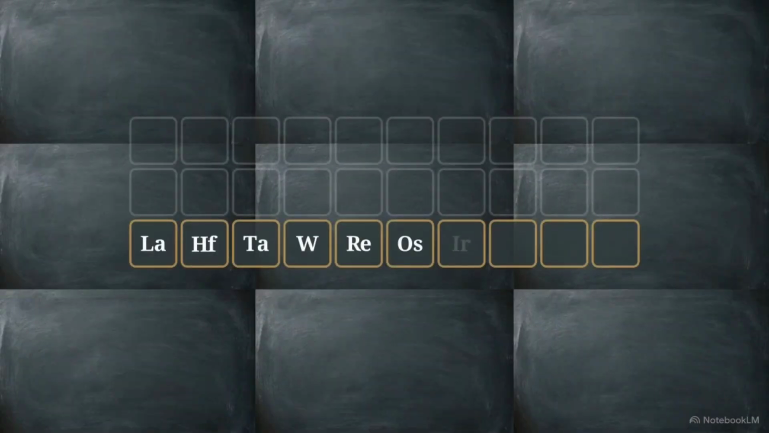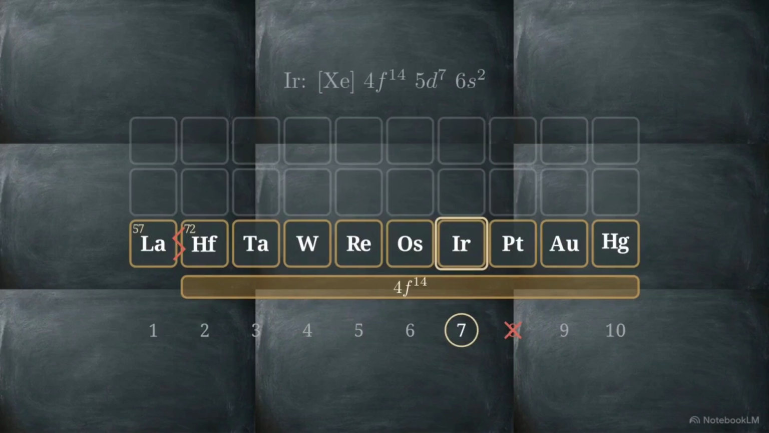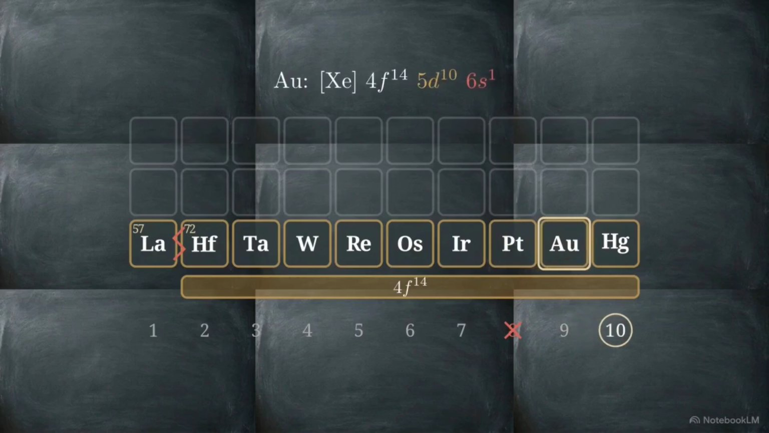But notice the massive atomic jump between lanthanum and hafnium. This lanthanide gap means configurations from hafnium onward must include a full 4f14 shell. The counting rule for this row is even more focused, rejecting only the number 8. Counting across while skipping 8 causes platinum to jump to 5d9 6s1. This displacement then pushes gold into its stable 5d10 6s1 configuration.